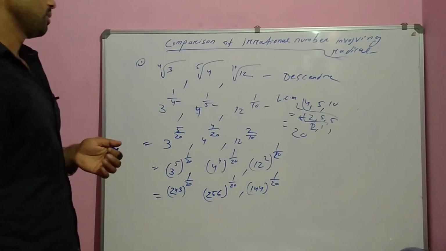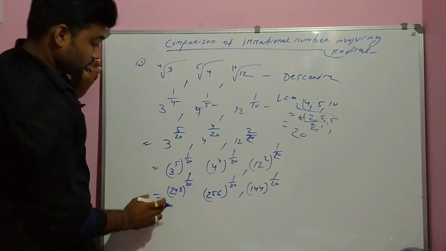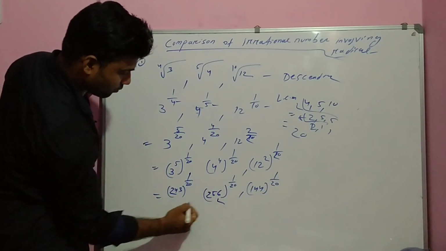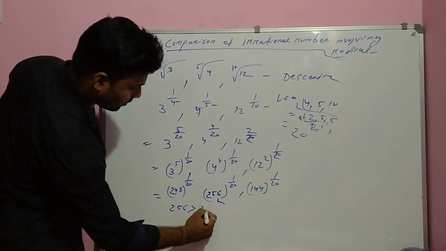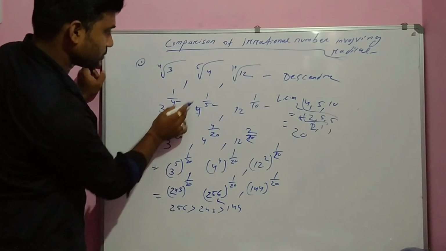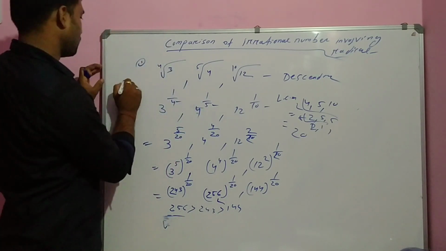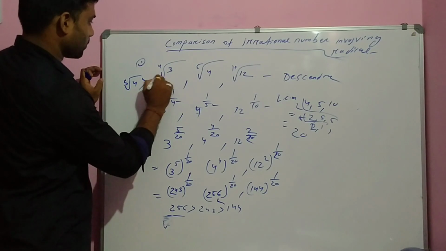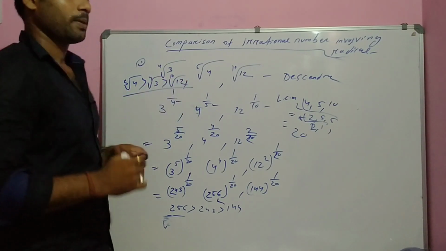Okay, 1 by 20. So same power, different base. Which one is the greatest? 256 is the greatest, then 243, then 144. 256 belongs to the 5th root of 4. So the 5th root of 4 is greater than the 4th root of 3, which is greater than the 10th root of 12.